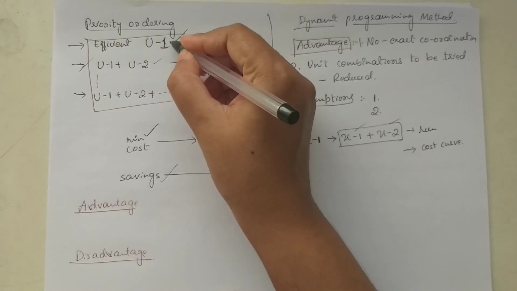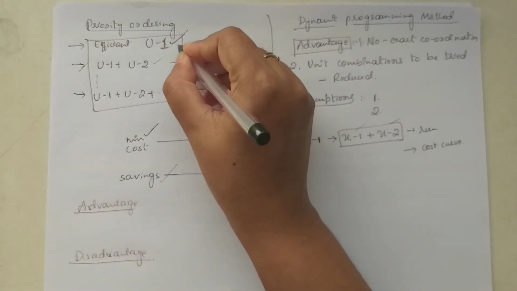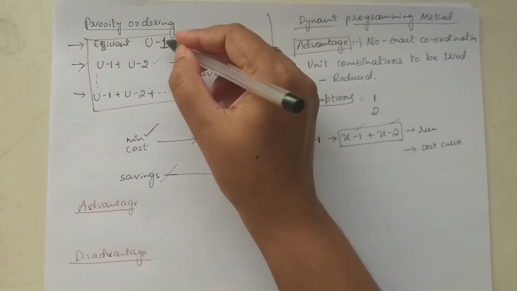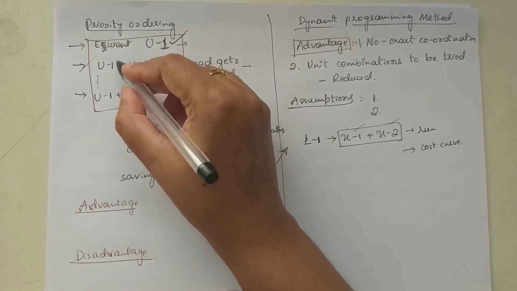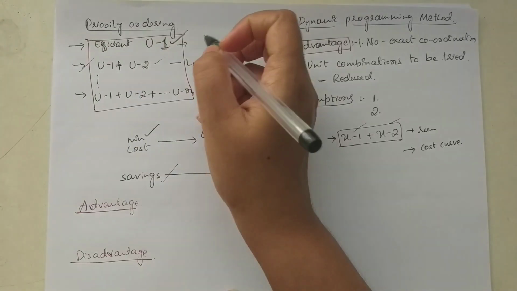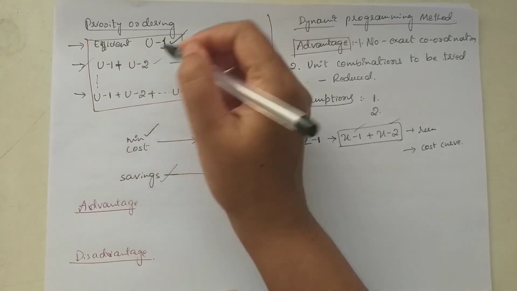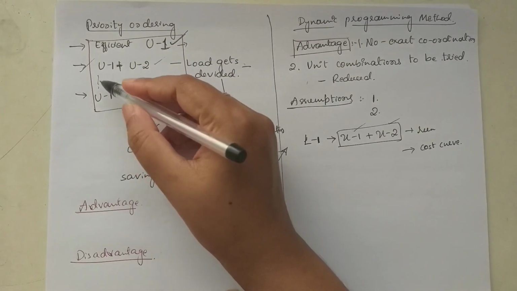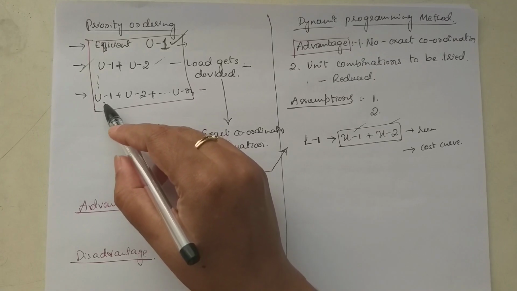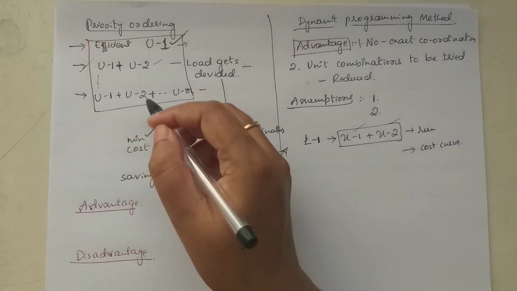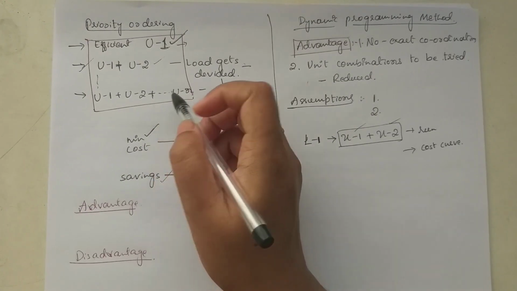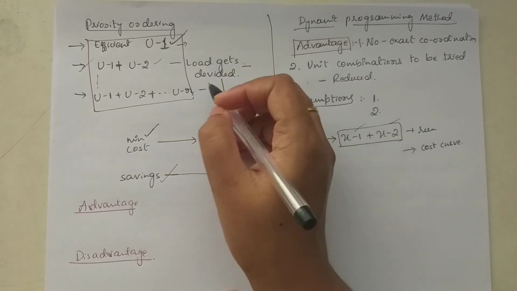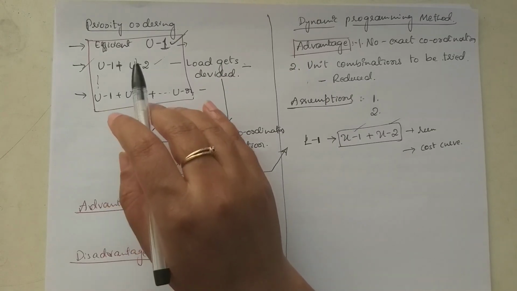The most efficient unit is loaded first and we check whether it can supply the demand or not. If it cannot supply the demand, then add the next efficient unit and check whether both can supply the demand or not. It continues like this, finally the most efficient unit 1 plus unit 2 and so on up to the least efficient unit. Then divide the load optimally among the units.